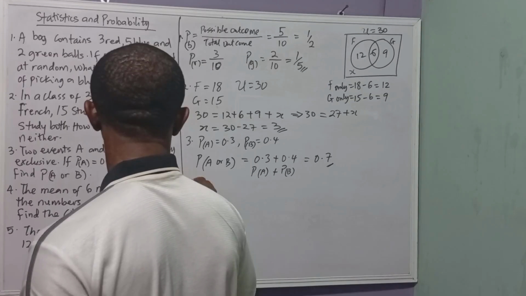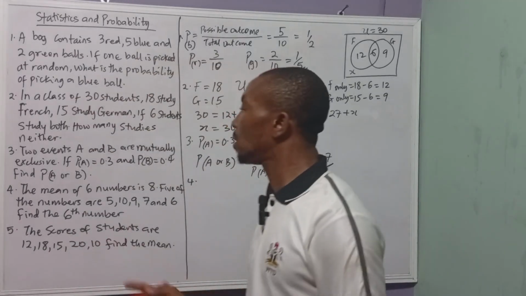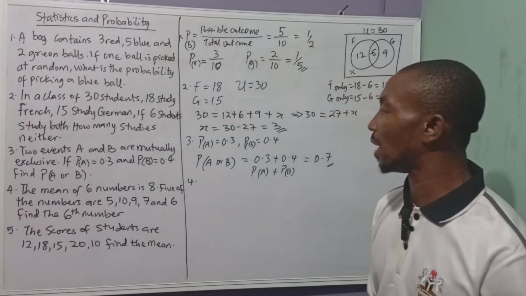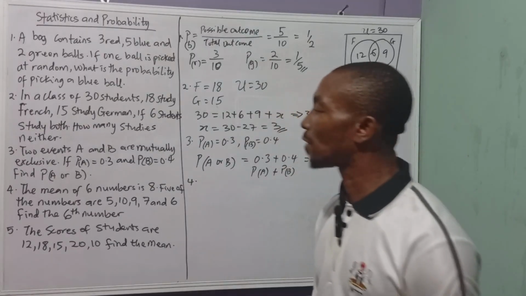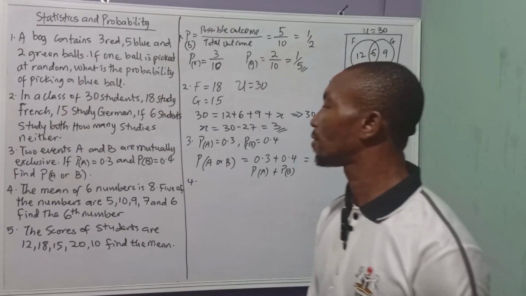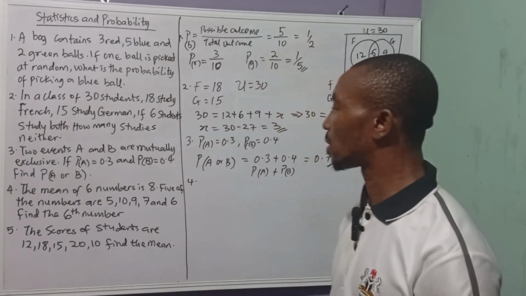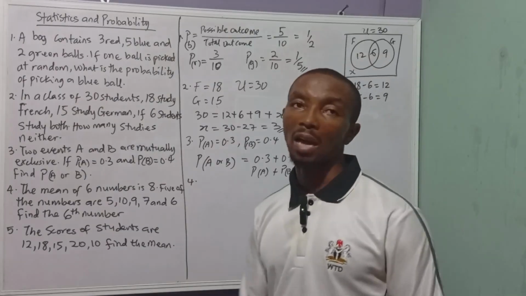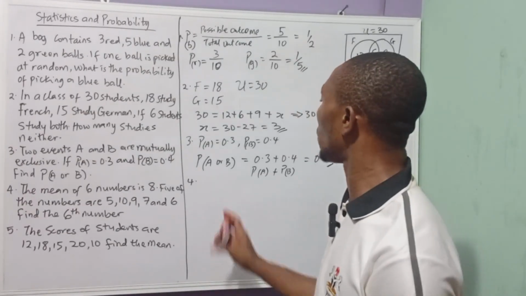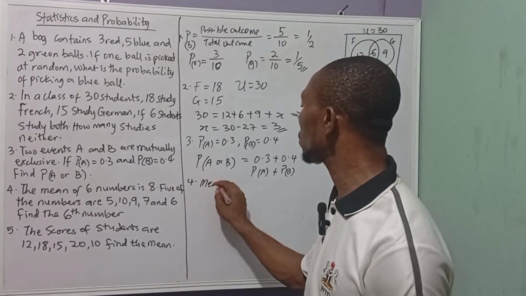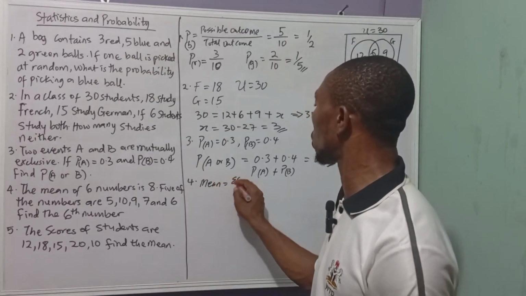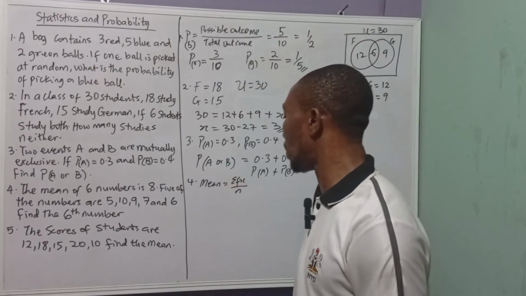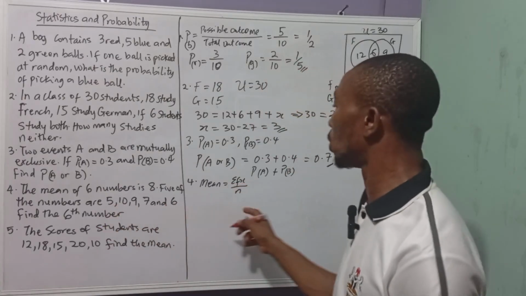Now, number 4, we have the mean of 6 numbers is 8. 5 of the numbers are given as 5, 10, 9, 7, and 6. Now we are asked to find the 6th number. Now we know that mean equals the summation of numbers over the number of numbers. So we add up these numbers.